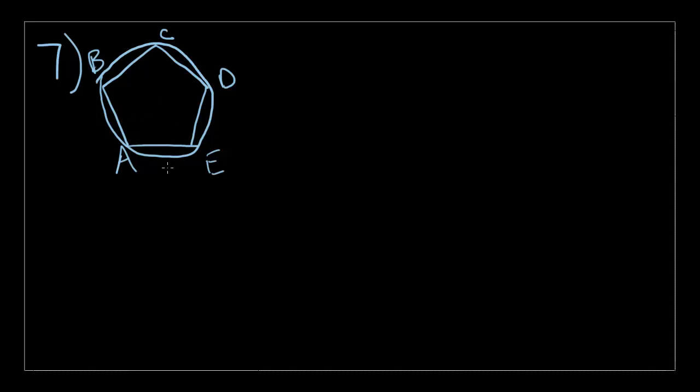So, let's get started. Number 7 says, in the circle above, pentagon ABCDE is equilateral. What is the ratio of the length of arc ABC to the length of arc AEC? So they tell us at the beginning that pentagon ABCDE is equilateral.